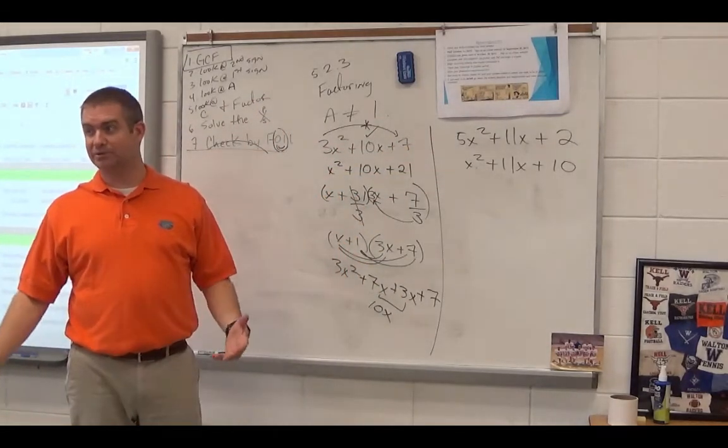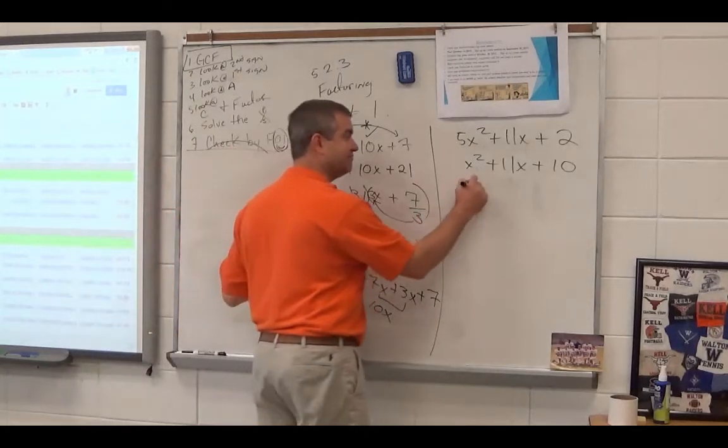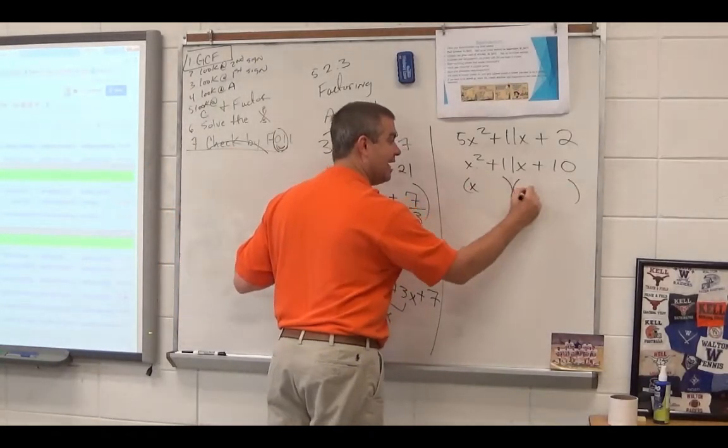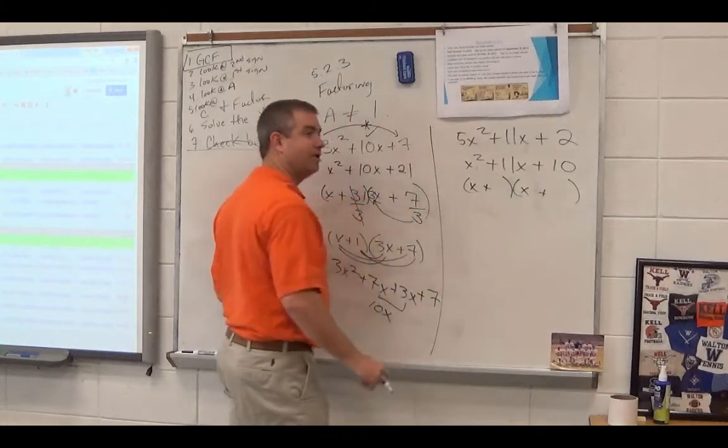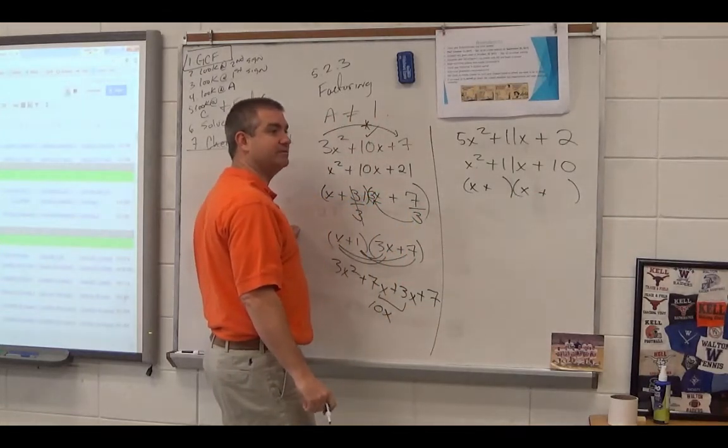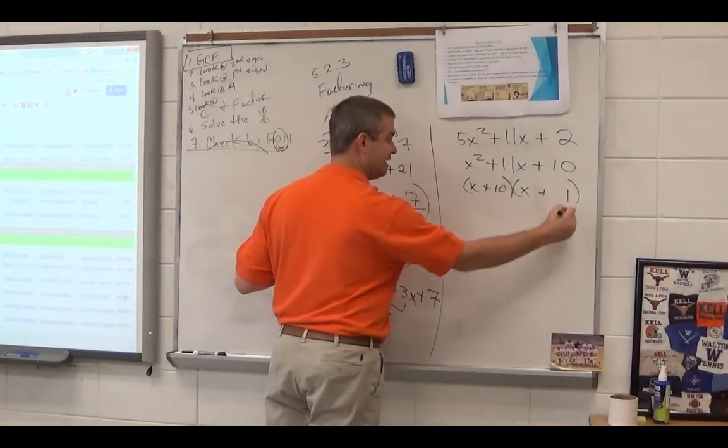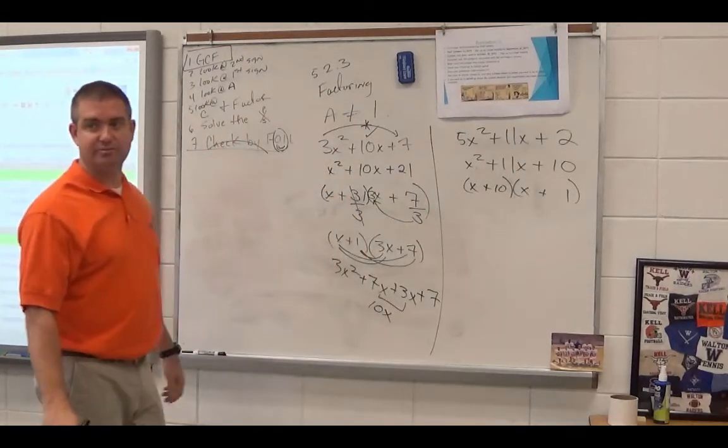I multiplied A times C. Now what? Now it's pretty easy. Right? What does this factor into? X and x, plus and plus. What are the factors of 10 that add up to 11? I'm going to put 10 there and 1 there. Makes no difference because they're both positive.